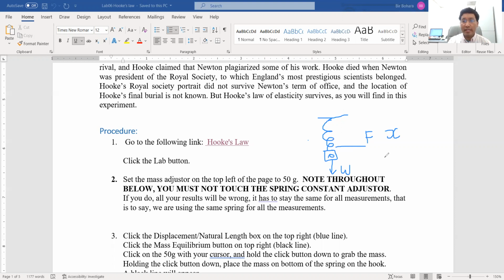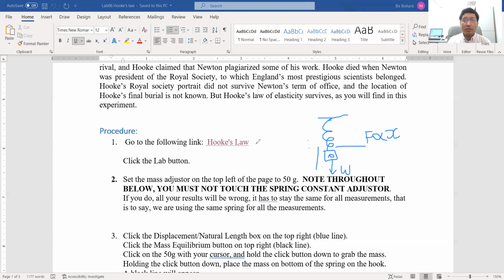The force applied to stretch some string or object is directly proportional to the extension, that is, how far the string goes from the equilibrium position.